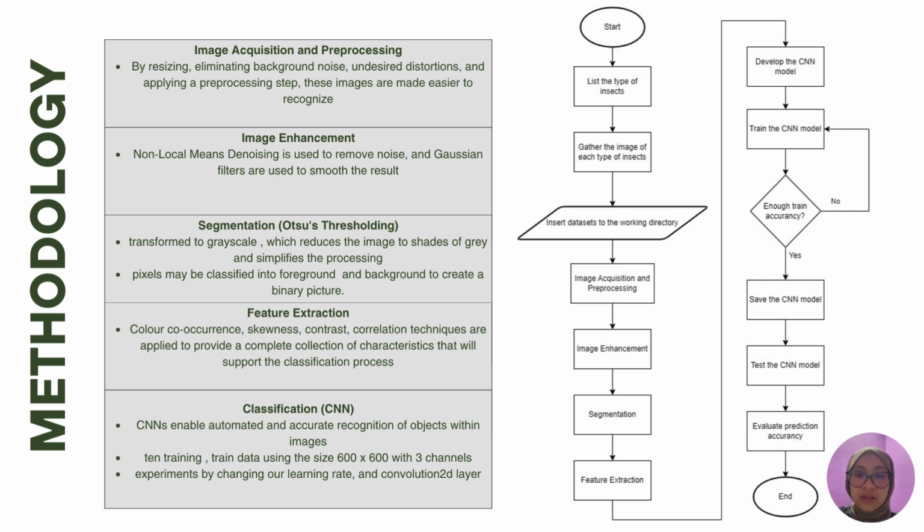We then develop our CNN model architecture tailored to the classification task. The model is trained using our preprocessed and segmented dataset. For the training, we use 3 layers of convolution with max epoch 10. We use 10 epochs for the training, and during this step, the model learns to recognize patterns and features specific to each type of insect.